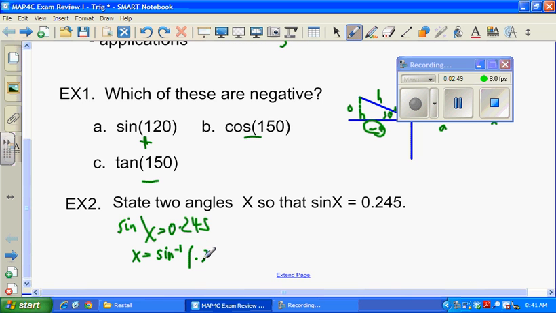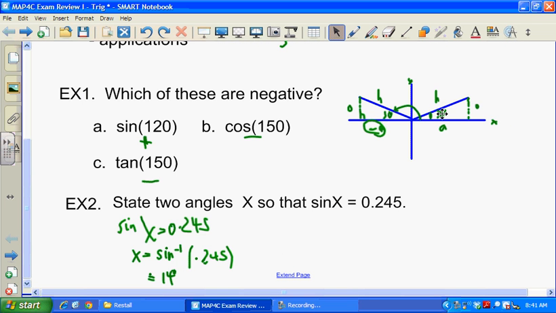Put that into a calculator. And that's 14 degrees, right? Except for, the problem is, if that's 14 degrees, there's another angle, an obtuse angle, that would give us the sine being 0.245, since the sine of an obtuse angle is positive.